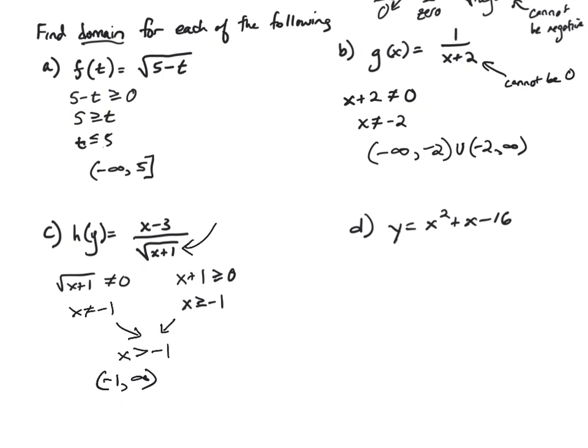Sometimes people wonder, what about the x minus 3 in the numerator? Well, if x is 3, we end up with 0 divided by a non-zero value. So that's just a 0 for the function. It's not a domain issue.